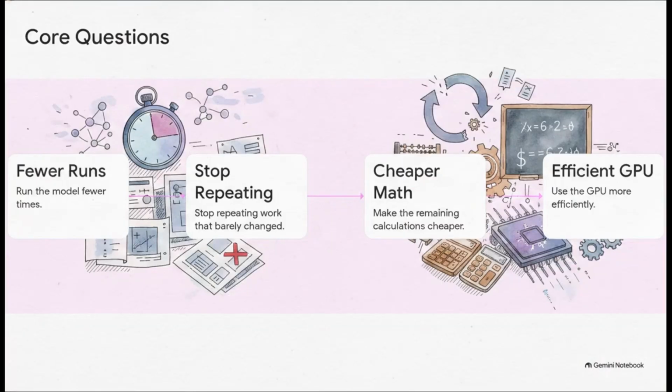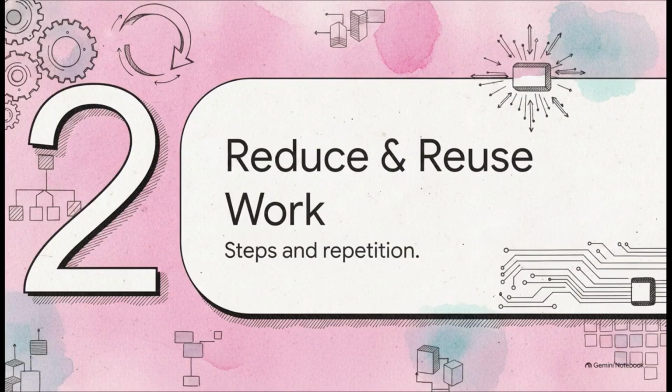Think of this 4-part framework as our mental map for today. 1. Run the model fewer times. 2. Stop repeating work that barely changed. 3. Make the remaining calculations cheaper. And 4. Use the GPU more efficiently. Let me tell you a secret. Every scary, complicated piece of jargon we're going to encounter today is literally just trying to answer one of these 4 specific questions. Moving right along to part 2, reducing and reusing work.